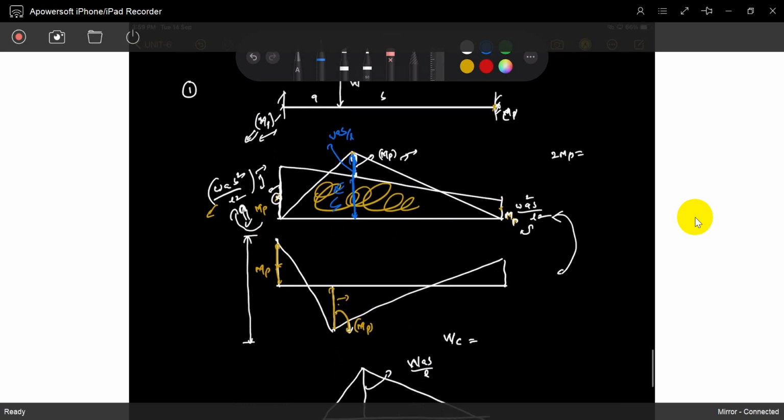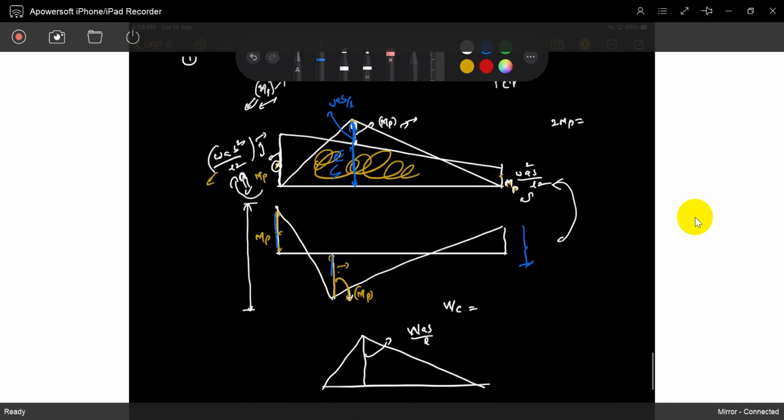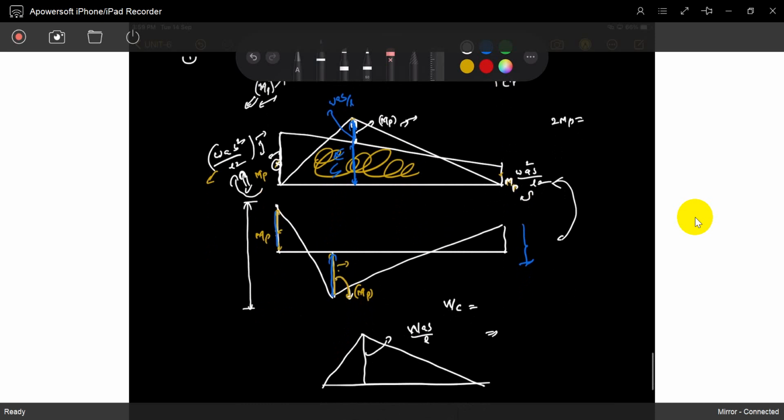So if you write it down like this diagram, you can understand now. This is MP, this is MP. The total is WAB by L. So now you can write it. The total is 2 MP. This is MP, this is MP, is equal to WAB by L. Understood? So what is WC? WC is 2 MP L by AB. That's it. That is the failure.